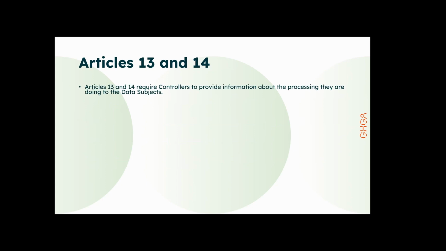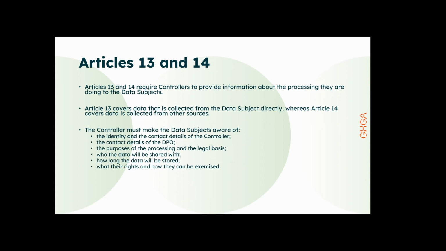So to go into a little bit more detail about them. As I say, Article 13 and 14 require controllers to provide information about the processing they are doing to the data subjects. Article 13 refers to data that's collected directly from the data subjects, and Article 14 is data that's collected from other sources. And so the controller must make data subjects aware of the identity and contact details of the controller. So who do they get in touch with? The contact details of the relevant DPO. So if they wish to challenge, or they have concerns around the data processing, being able to speak to the DPO is important.